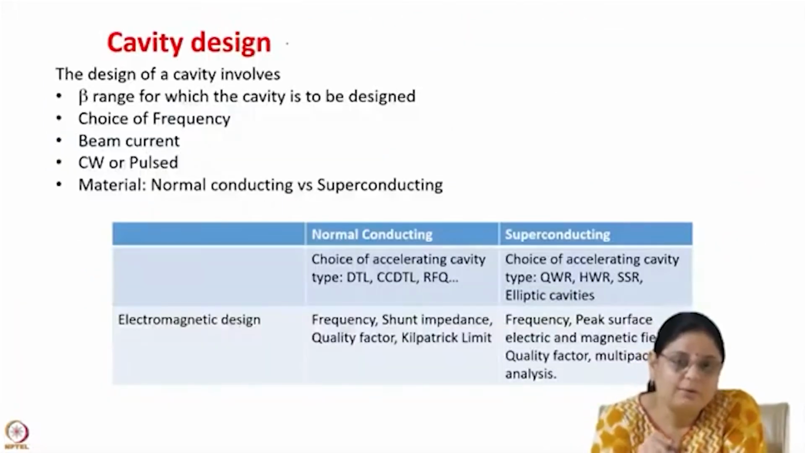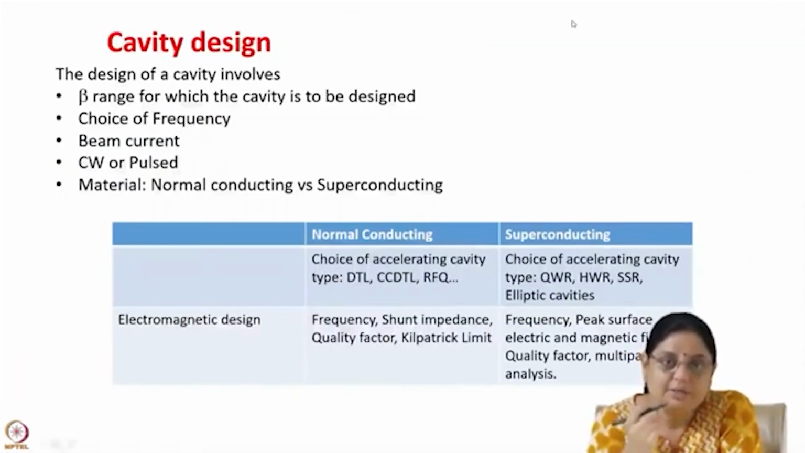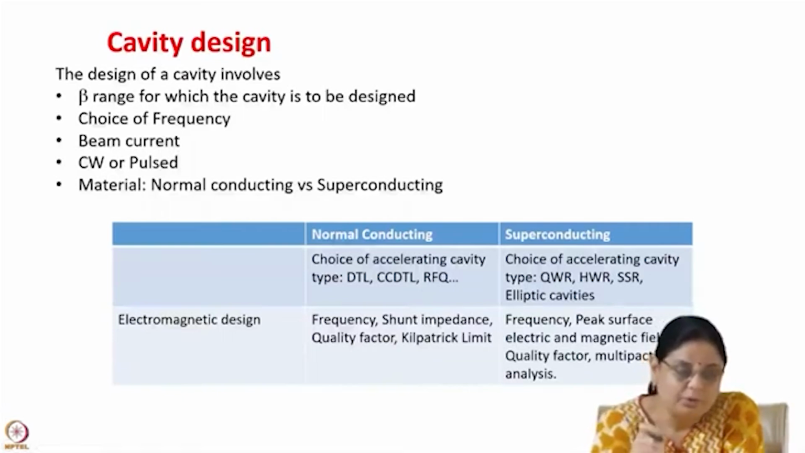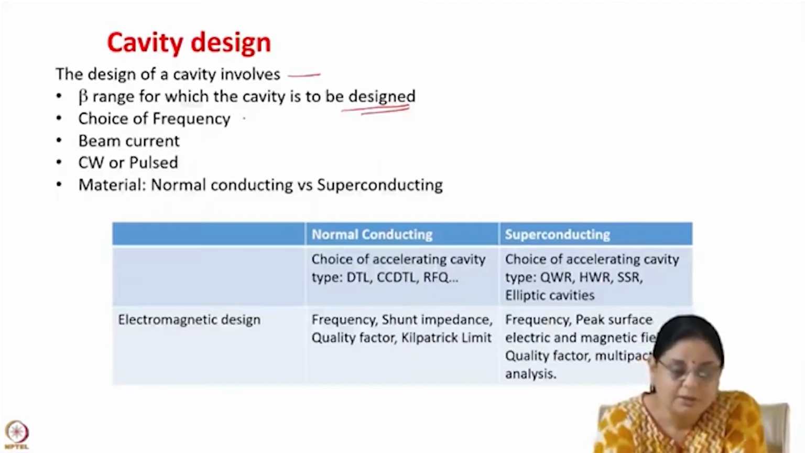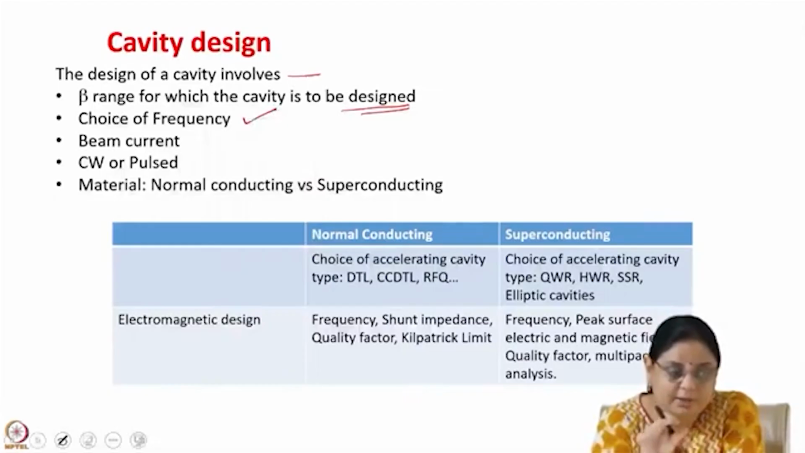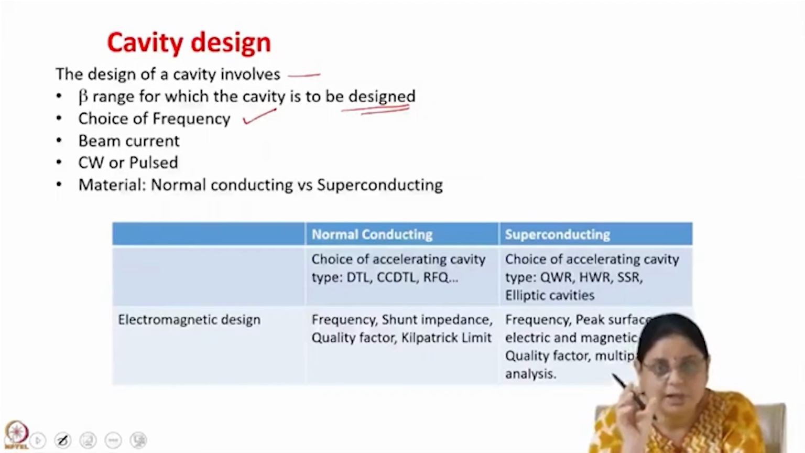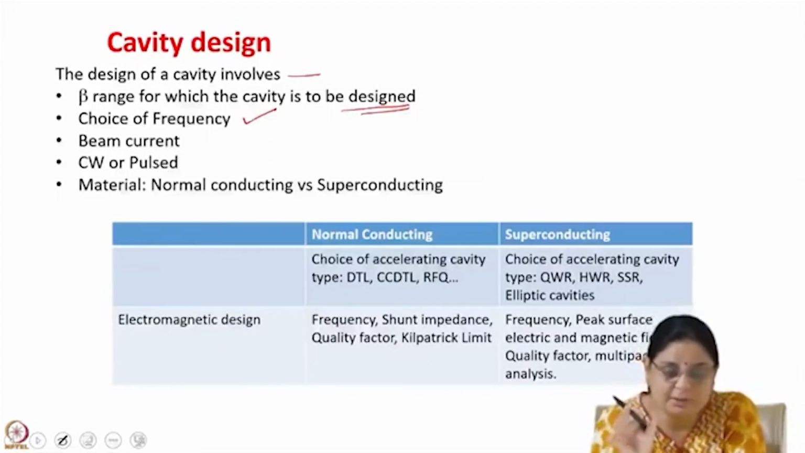Now, having learned about different types of cavities, normal conducting and superconducting, let's see what the design of the cavity involves. First of all, you should know the beta range for which the cavity is to be designed, so you should know what energies you want to accelerate the charged particles to. Then, based on that, you choose the frequency of the accelerator, because you have to keep the dimensions of the cavity at some reasonable size.